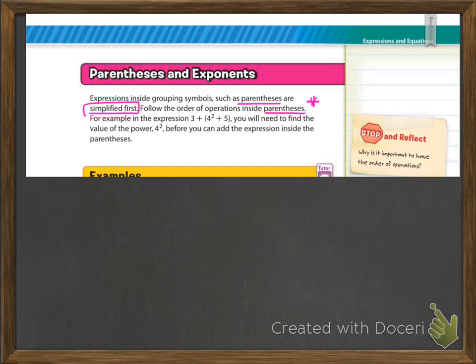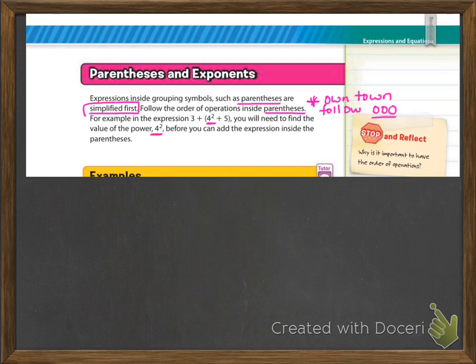That's important. What we're saying here is within the parentheses, it's like its own little town, okay? Within that town, you need to follow the order of operations there too. Order of operations, okay? So within the town, you need to do the same. And then it says, for example, in the expression 3 plus 4 squared plus 5, you'll need to find the value of 4 squared first because exponents come before addition. So that comes before you can add the expression inside the parentheses.